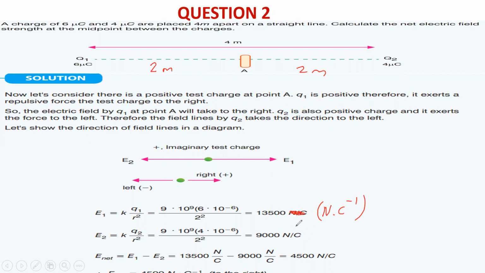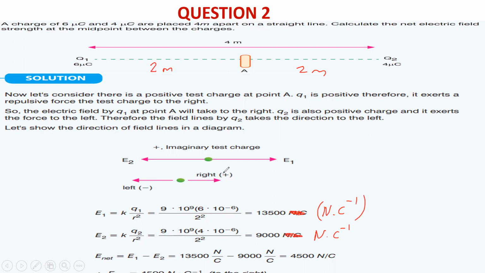And then next one, E2, K times Q2 over R square. Same process: 9 times 10 to the power of 9, 4 times 10 to the power of negative 6. And you are getting 9,000 N times coulombs negative 1. So what are we going to do? E net is equal to E1 minus E2. Why E1 first? Because E1 is more than E2. Or you are choosing positive, negative. You can use different options for this calculation.